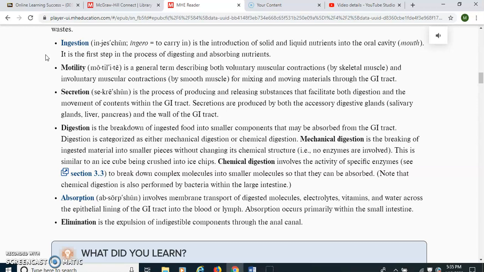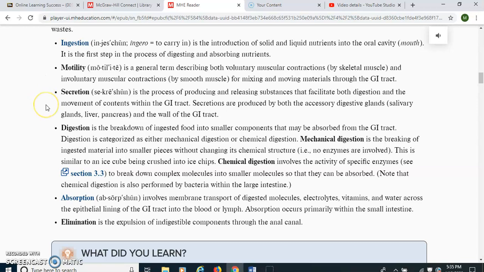And then motility is something, remember that there's muscle layers within our gastrointestinal tract. And so one of the functions of the gastrointestinal tract is to mix things up with the other secretions that are in the digestive tract, and then move that material along the digestive tract from the mouth towards the anus.